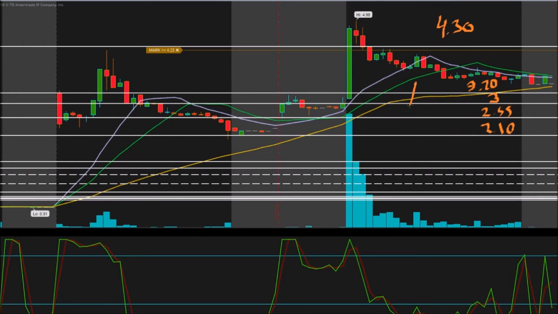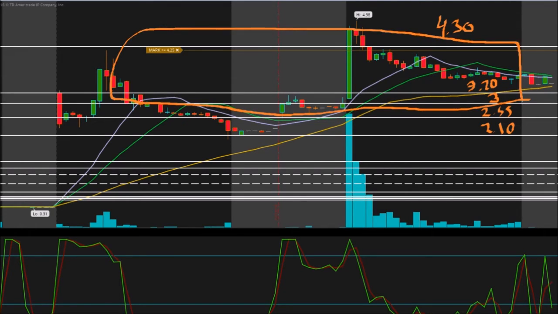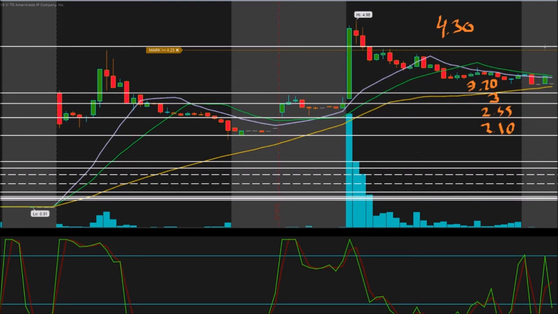So 2.10 is the bottom support, then 2.55, then 3, then 3.20. So this is really a lot of support that we have for XGTI now. Of course, if it goes from about 3.40 to 2.10, the lowest support, that's still going to be selling off pretty hard. If you got in somewhere up here, you definitely don't want to see this crashing to 2.10.